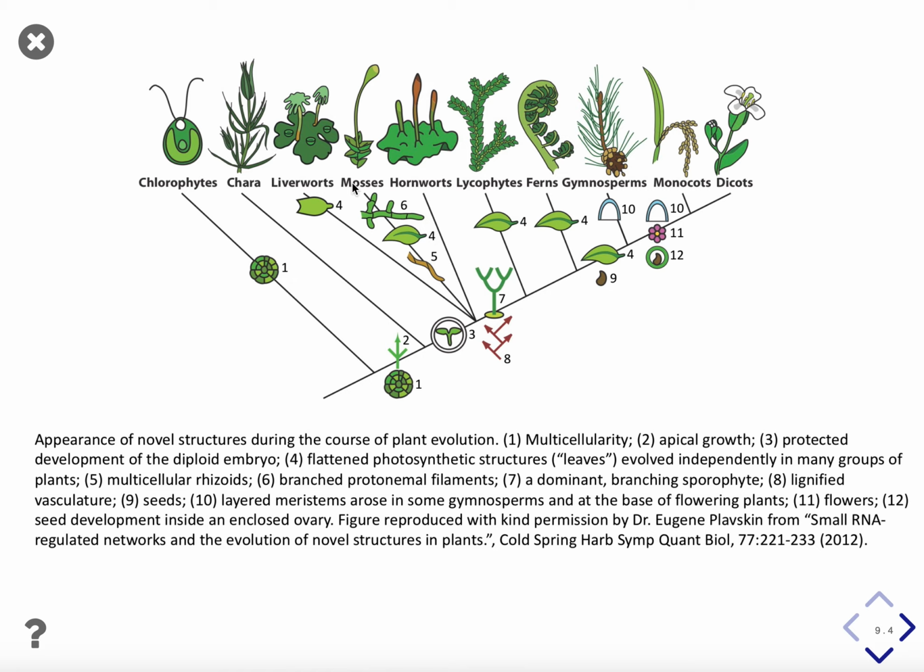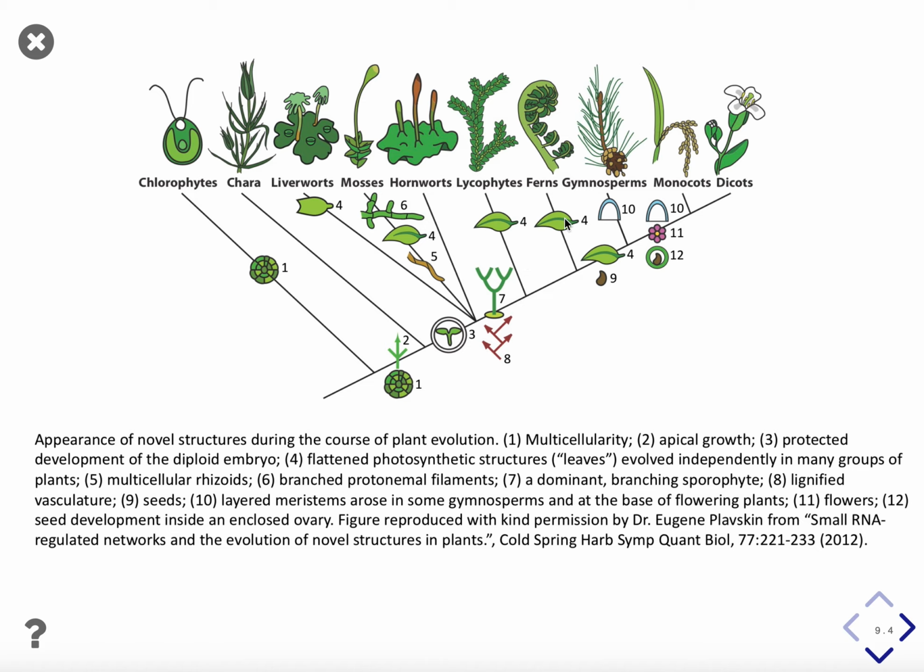Then we go on to land and we get the mosses, the liverworts, and the hornworts. The thing to know about these is that their dominant life stage is the gametophyte. This is a haploid stage of life, meaning it only has one copy of the genome. We go further and we get to lycophytes and ferns. This is where a dominant sporophyte, which is diploid, arises.